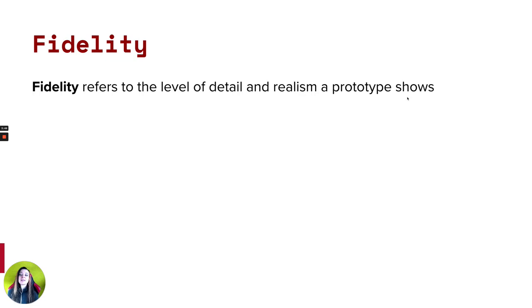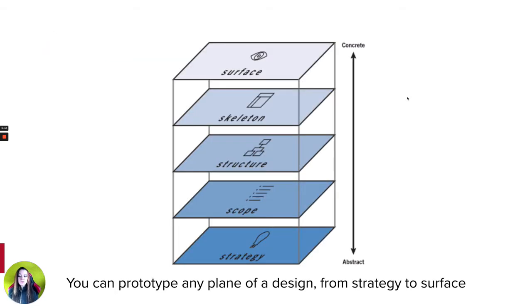Fidelity refers to the level of detail and realism that a prototype is going to show. So if you're trying to understand whether you've developed the right set of features, if you're down in that scope level, you don't need all of the features to look totally real in order to answer your question about, is this the right set of features?